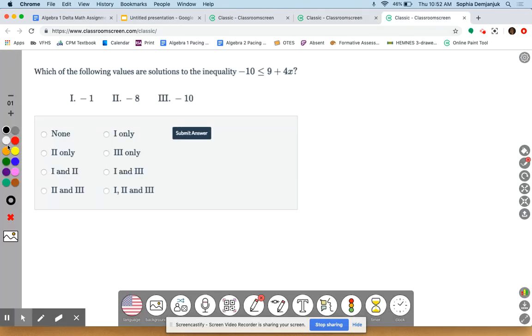And then one more if you need the extra practice. We're again going to do the same thing. First, I'm going to plug in -1. So I have -10 is less than or equal to 9 plus 4 times -1. Keep simplifying. 4 times -1 gives me -4. Bring down the 9 plus, bring down the -10 is less than or equal to. I know that 9 plus a -4 is just like 9 minus 4, so that gives me 5. Bring down the less than or equal to -10.